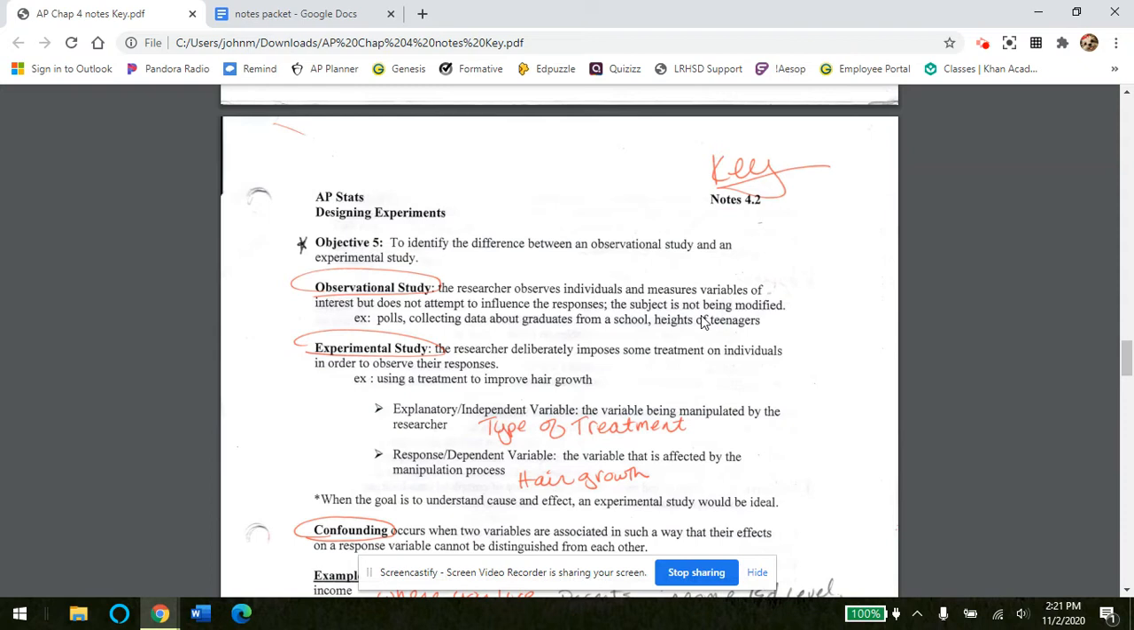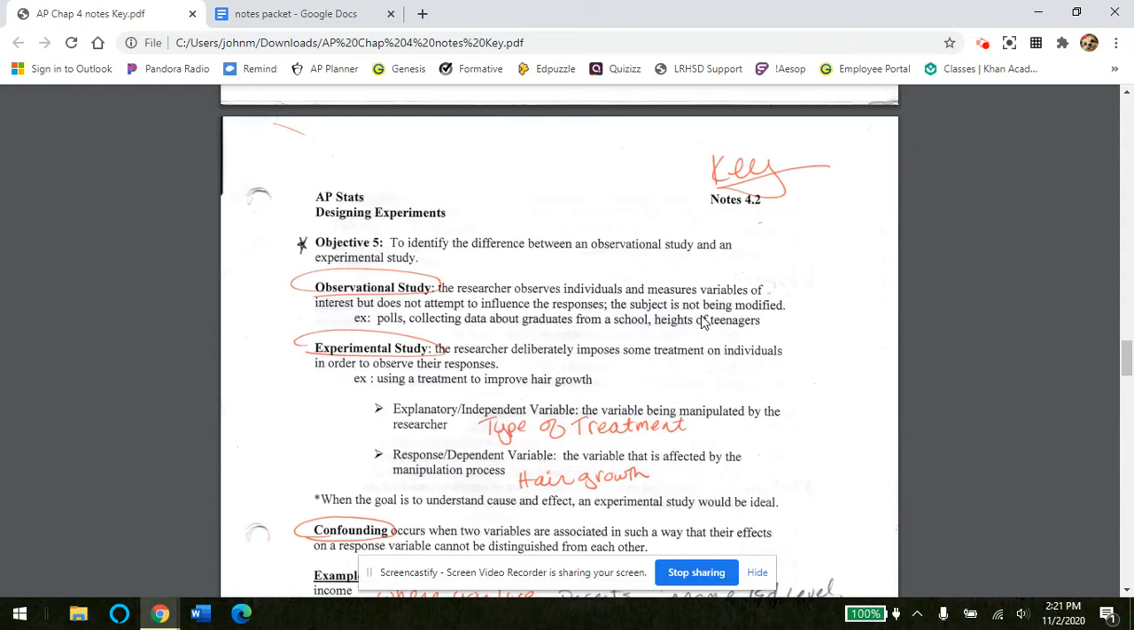Whereas an experiment is when the researcher deliberately imposes a treatment on individuals in order to observe their responses. So, for example, using a treatment to improve hair growth, we can either call it your explanatory or your independent variable. Okay, so both terms are interchangeable. You need to be comfortable with both.